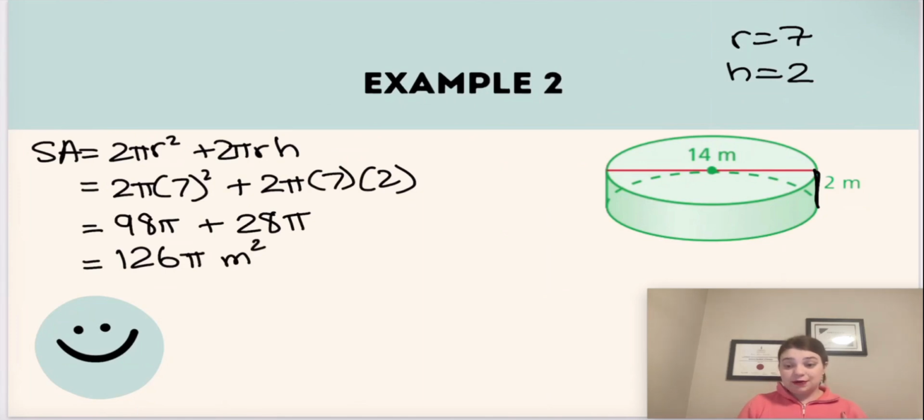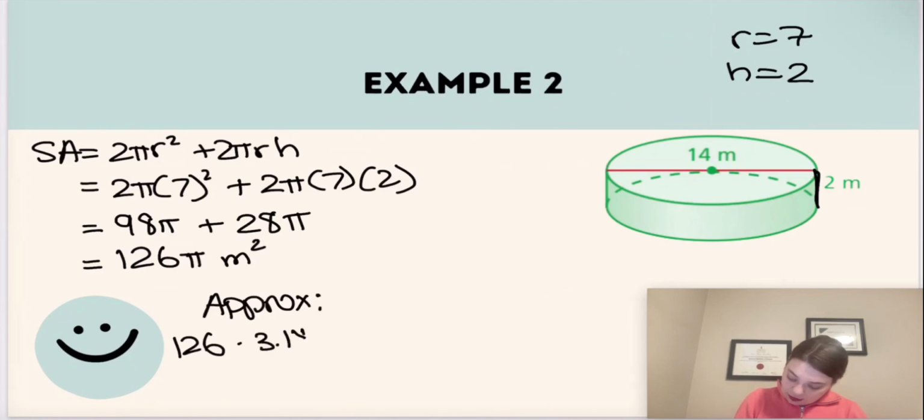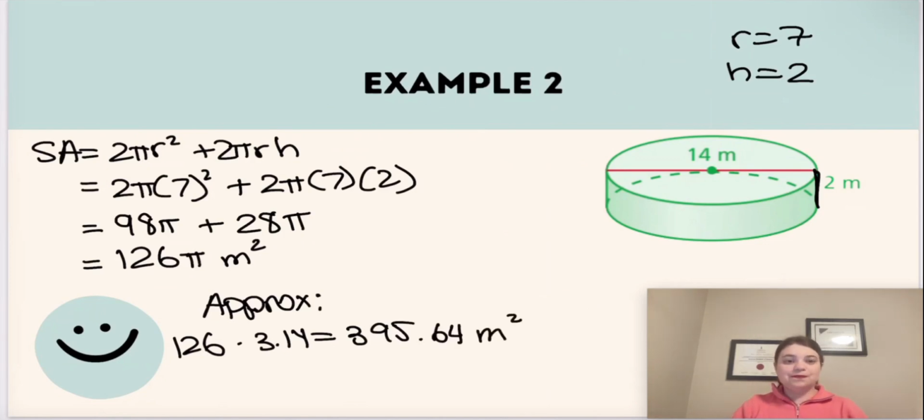And once again, let's say we want the approximate answer. Like let's say instead of the exact answer, they say to round to 2 decimal places. For the approximate answer, we're just going to do 126 times 3.14. And that's going to be 395.64 square meters for that approximate answer.